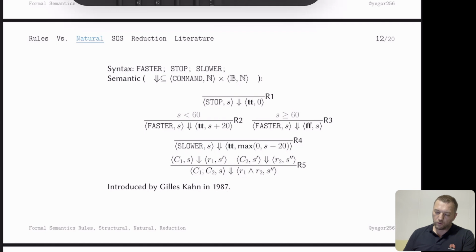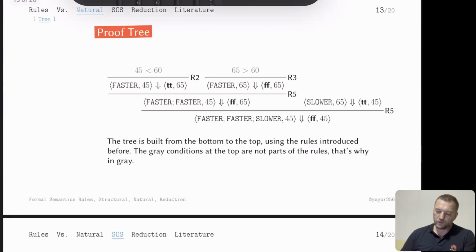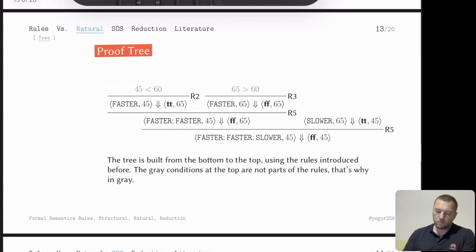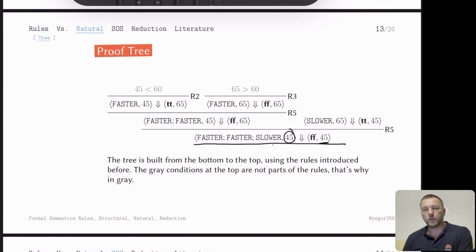And now let's take a look at this proof tree. Now I want to prove, I designed the machine and I give it to my customer, and I promise to the customer that if the user will sit down on this machine and will say faster, faster, and then slower, and the user started from the speed 45, then I guarantee that in the end the speed will be 45.